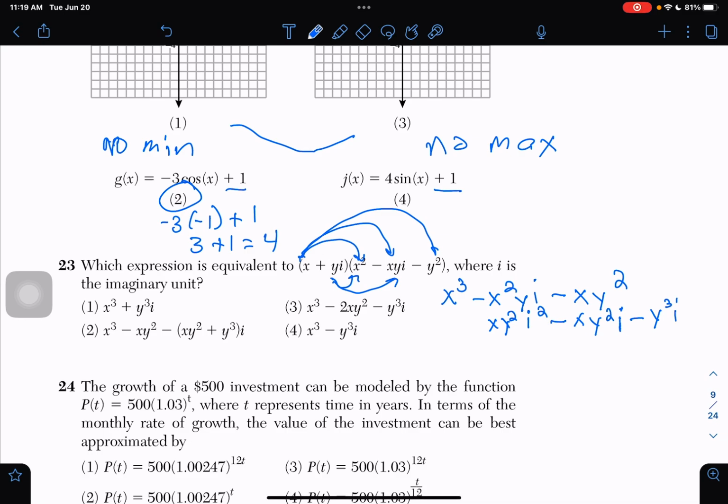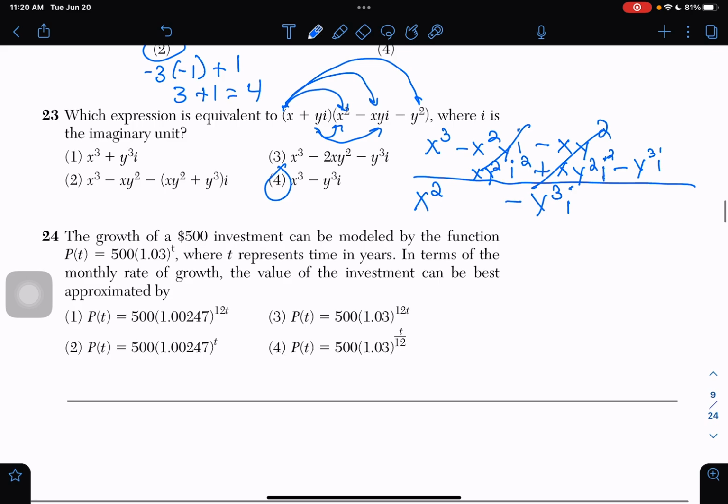All right, so this one comes down. These two cancel out. This negative i squared becomes 1, so this becomes a positive. So these two cancel out, and I'm left with just minus y cubed i, which is number 4.